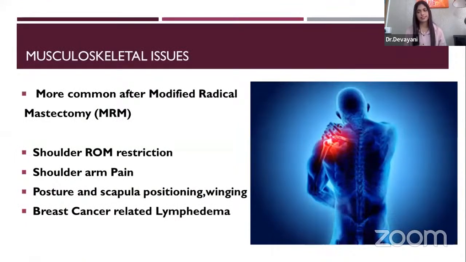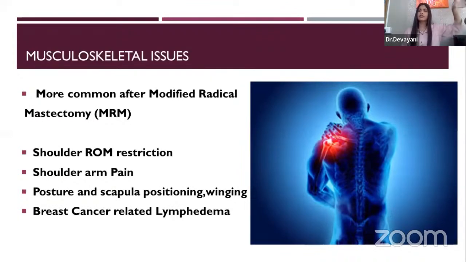Coming to the musculoskeletal issues, that's our main domain, as physios. It is more common after modified radical mastectomy, less common after wide excisions, and even less common with lumpectomies. What we can do in these musculoskeletal issues is, first, we have a zone of shoulder range of motion restriction. That is, the range of motion at the shoulder joint of the operated side is a lot restricted because the patient is afraid to move it.